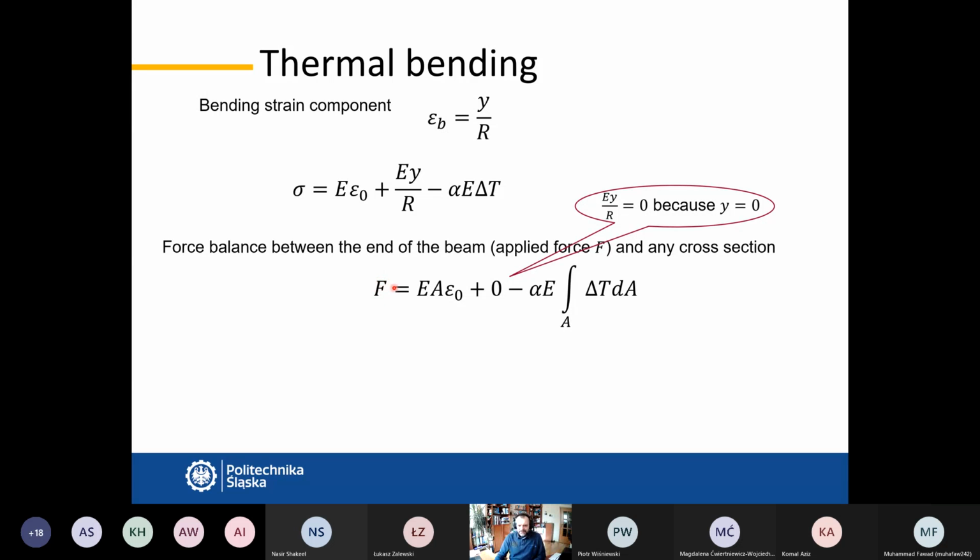So we have a force at the end, and at any cross section we have sigma times A. So this is E times A epsilon 0 plus 0 here, because we provide the force balance at the central line, the center of the cross section, at the location y equals 0. So this factor is 0. And minus alpha E, and if there is a distribution of temperature, we have to integrate it over the cross-sectional area.